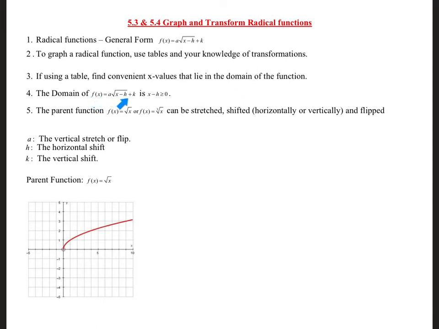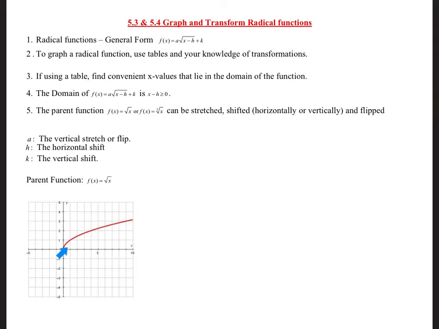To get the domain of a function, if you're given this equation, x minus h must be greater than or equal to 0, because you cannot take the square root of a negative number. The parent function can be the square root or the cube root. So it can be stretched, shifted up or down, horizontally or vertically, or it can be flipped. Remember, a represents the vertical stretch, or a flip when it's negative. And then we also have the horizontal shift for h. k is a vertical shift.